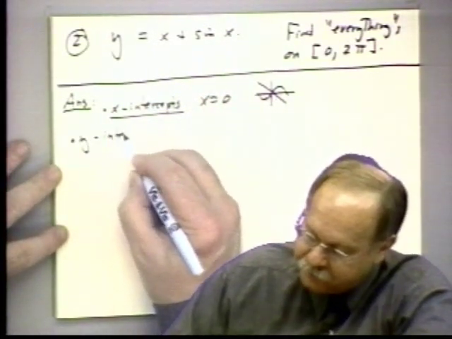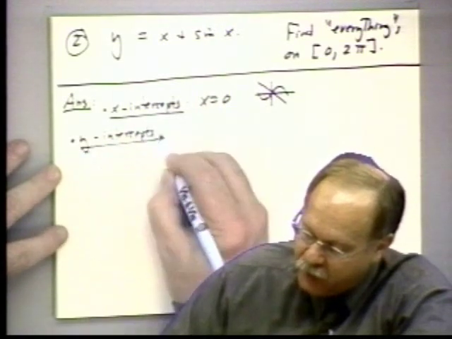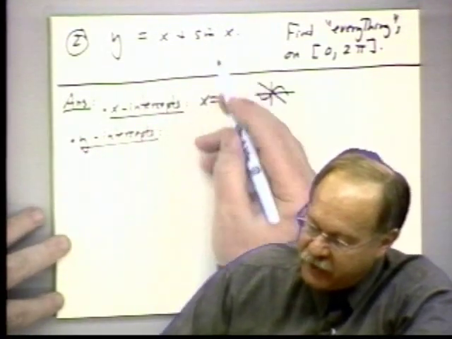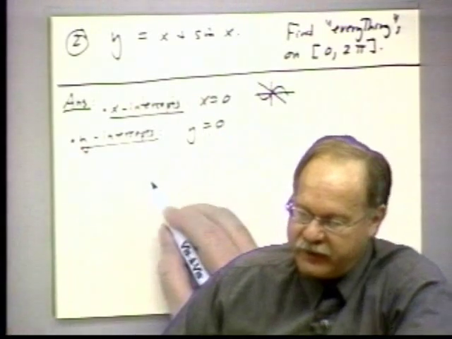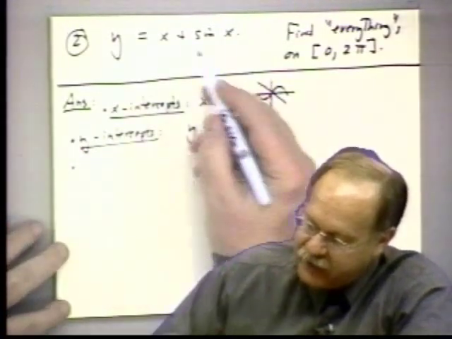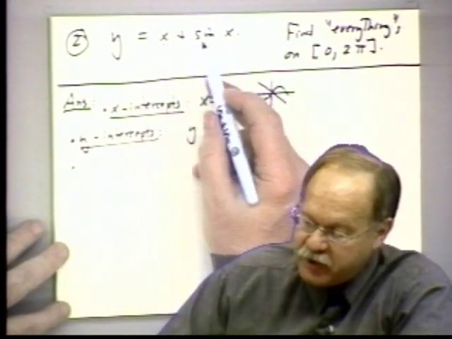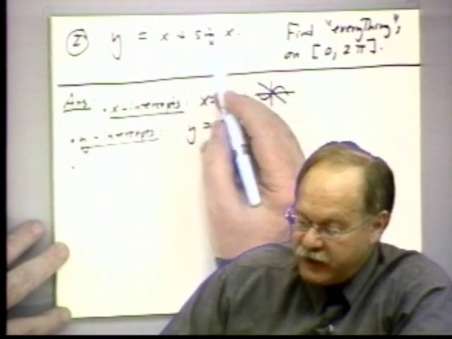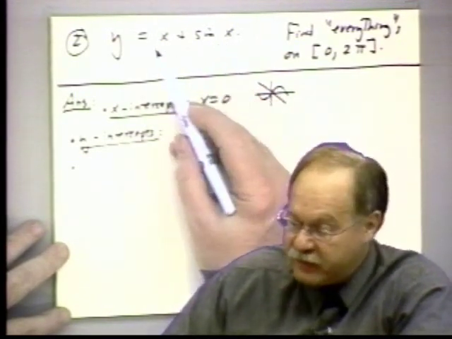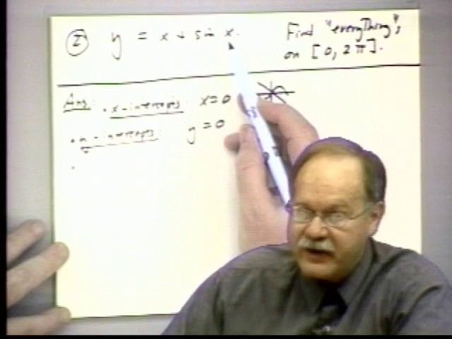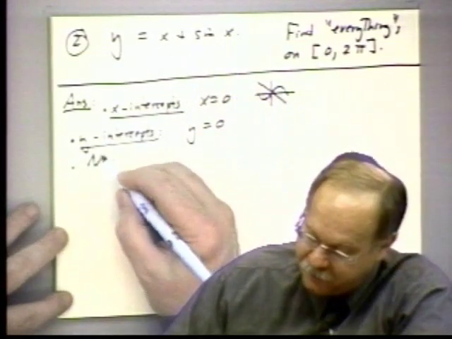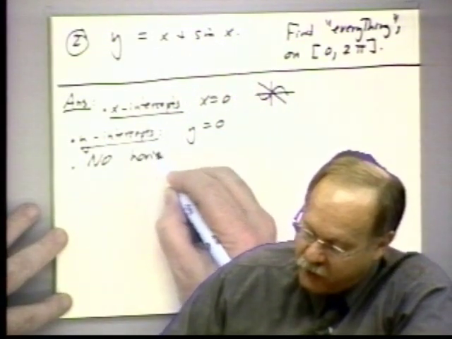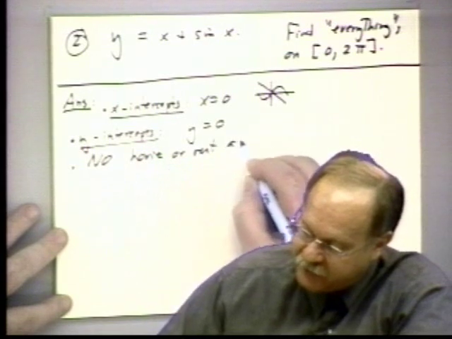Y-intercepts, that would be where x is 0. When x is 0 here, of course, y is 0. So that's easy. This is a combination of a linear function and a trigonometric function. The sine function is defined everywhere, this is all continuous everywhere, and has no asymptotes of any kind. No horizontal or vertical asymptotes.